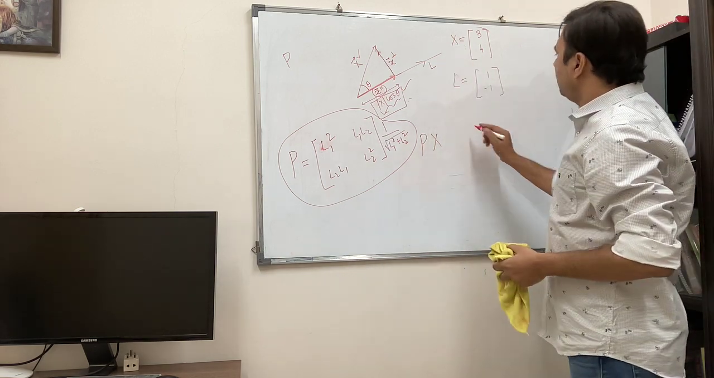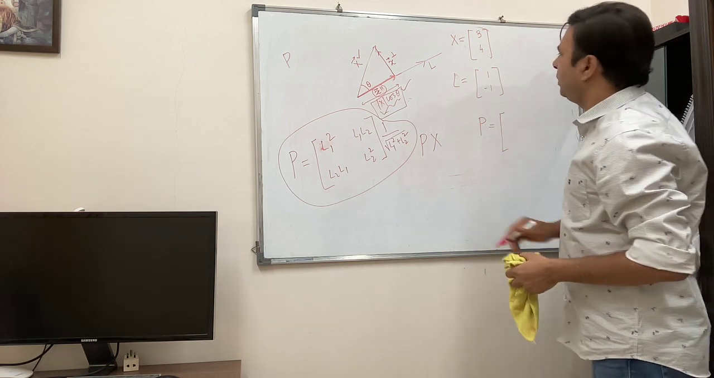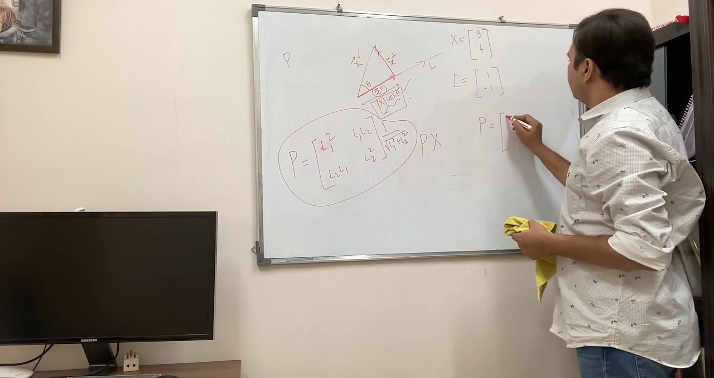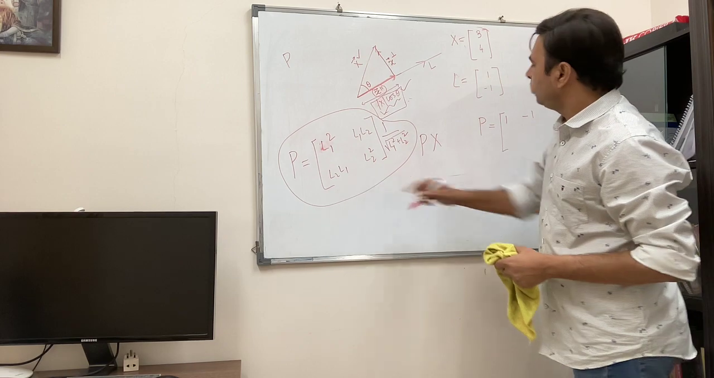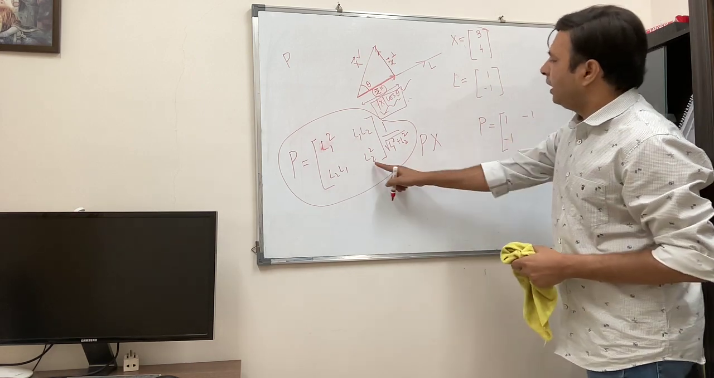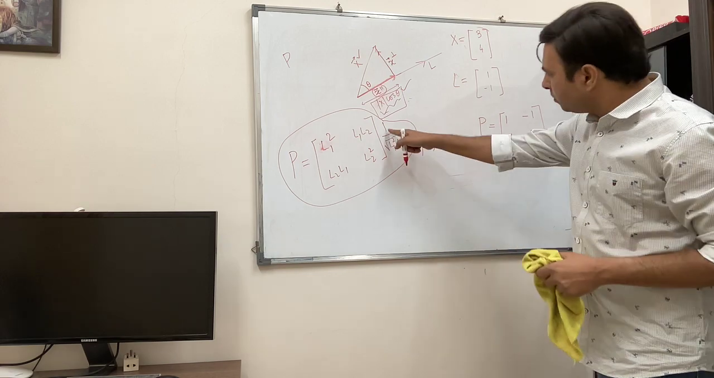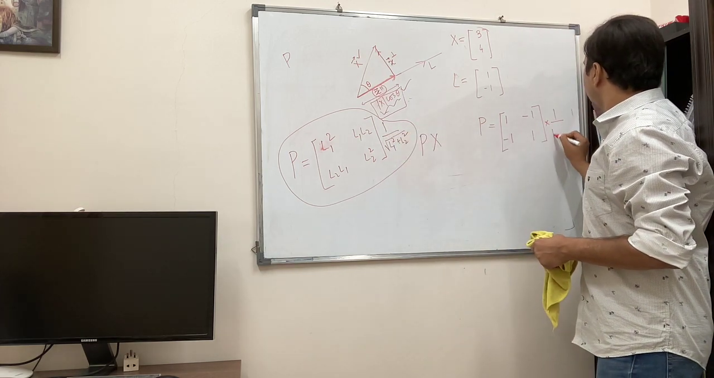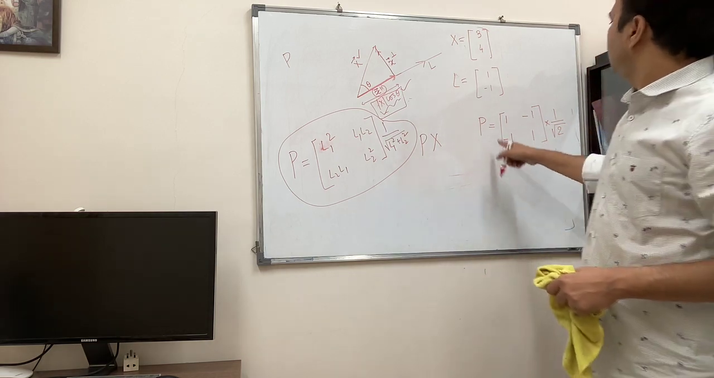So I will first create my projection matrix P. My projection matrix P is nothing but L1 square, which is 1 square, that is 1; L1 L2, that is -1; L2 L1, that is -1; and L2 square, that is 1. This will be multiplied by, divided by the length squared of this, so 1 over root 2. So this is my projection matrix.